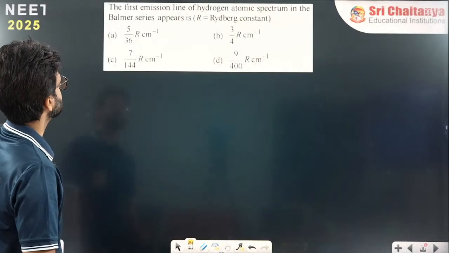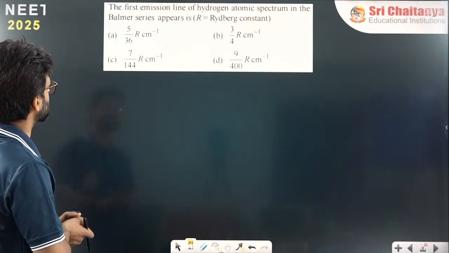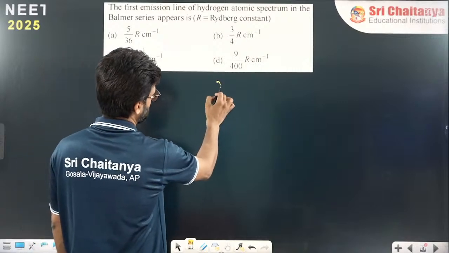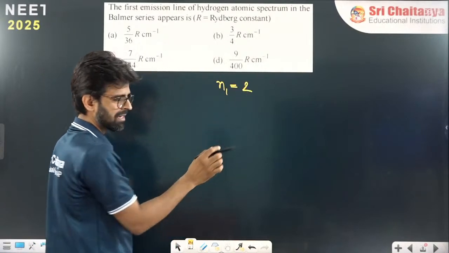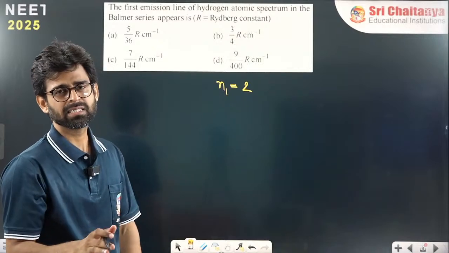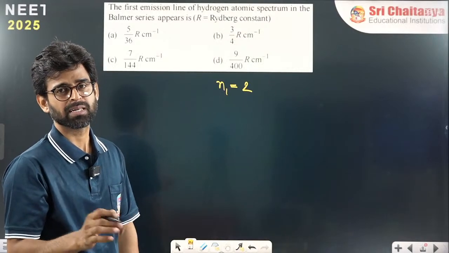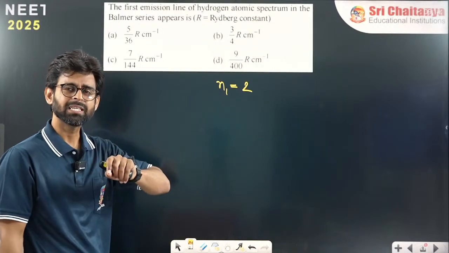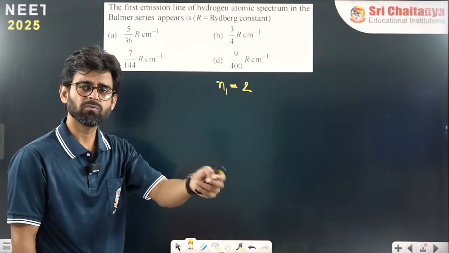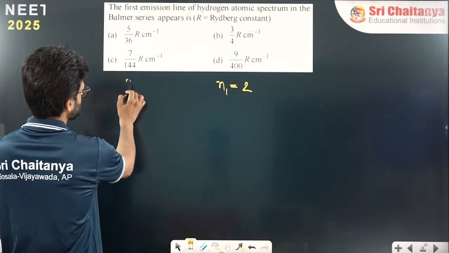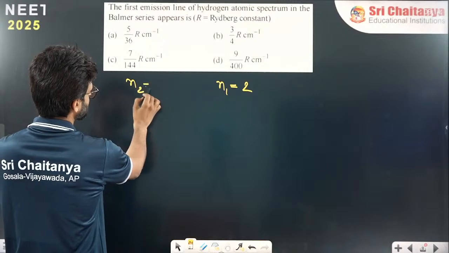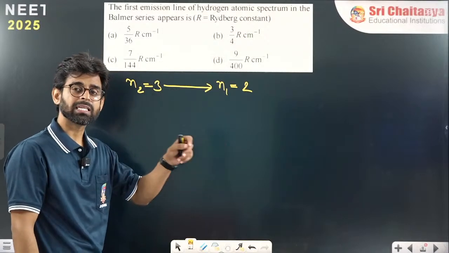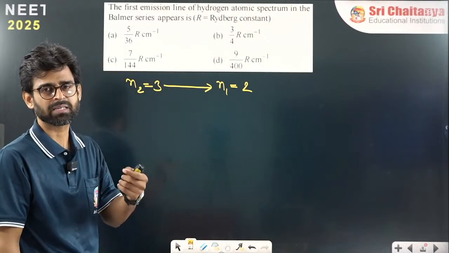The next thing, the first emission line of hydrogen atomic spectrum in the Balmer series, right? Balmer series means our spectral line will end in the shell number 2. It is Lyman, Balmer, Paschen, Brackett, Pfund. So n1 is 2. First line means just jumping from one above. So I will say it is jumping from where? It is jumping just from one above, that is 3. So our electron is coming from 3 to 2, and the radiation emitted will make the spectral line.